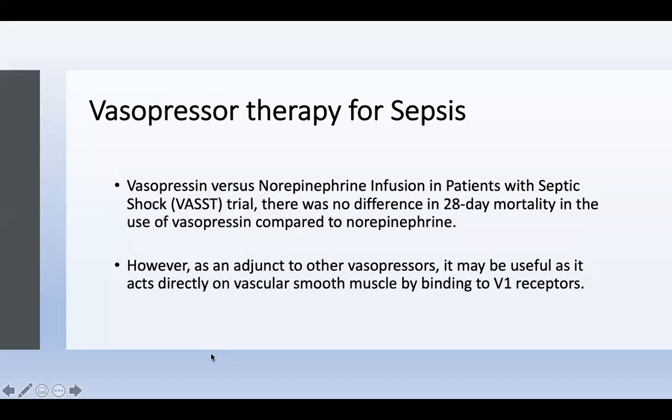Vasopressor therapy for sepsis, we're very familiar with norepi and vasopressin. Another trial to potentially be familiar with is the VAST trial, which really showed no improvement in 28-day mortality in the use of vasopressin compared to norepi. However, I think everyone appreciates the added use of vasopressin, given that it's a different receptor than norepi. And so using it as an adjunct is pretty well accepted now.